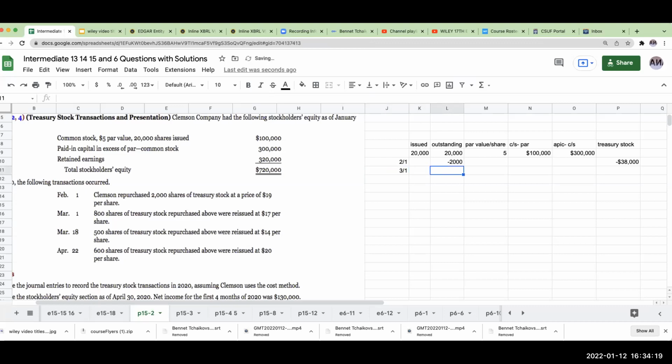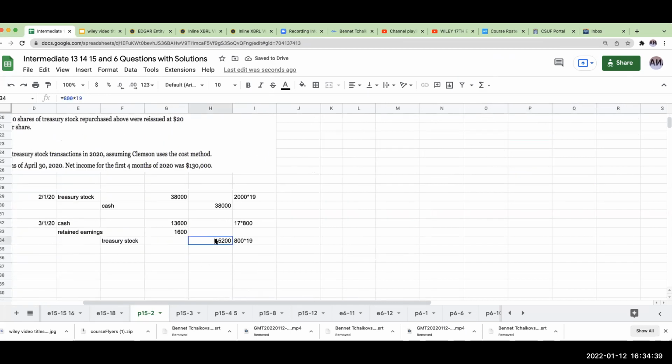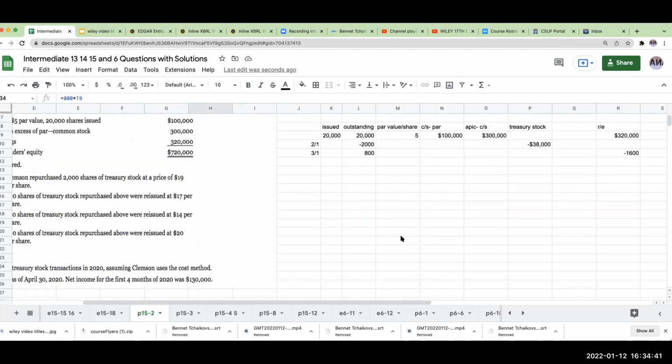So on 3/1, my shares outstanding are now going to be increasing by 800 because I'm putting those back out into the market. My retained earnings are going to be decreasing by 1,600. And my treasury stock, I'm going to credit this balance over here for 15.2. So again, in the owner's equity section, when I buy back my own shares, it shows as negative. When I resell them, they show up as a positive.